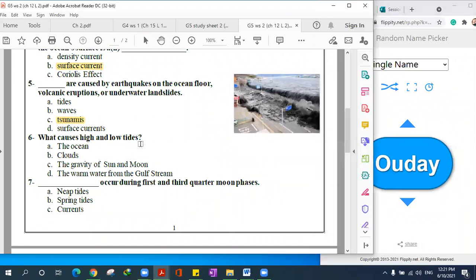Okay, now we have Mustafa is not here. Uday, number 6. Uday? Miss, but my name is not Arthur. What causes high and low tides?